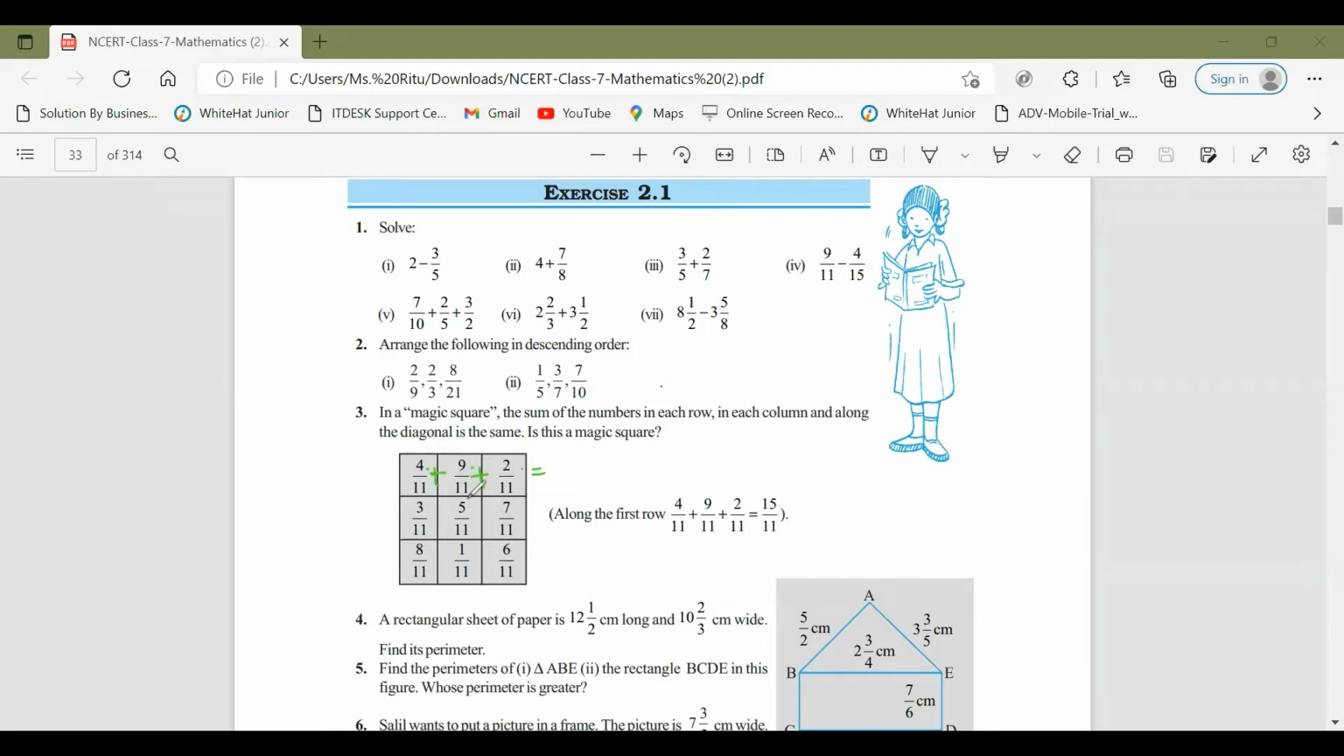4 by 11 plus 9 by 11 plus 2 by 11. Okay. Yahan par aapko LCM lene ki zarurat nahi hai because the denominator is same. They are like fractions. So you will just simply add the numerators. So 4 plus 9 is 13 plus 2 is 15. So this is 15 upon 11.